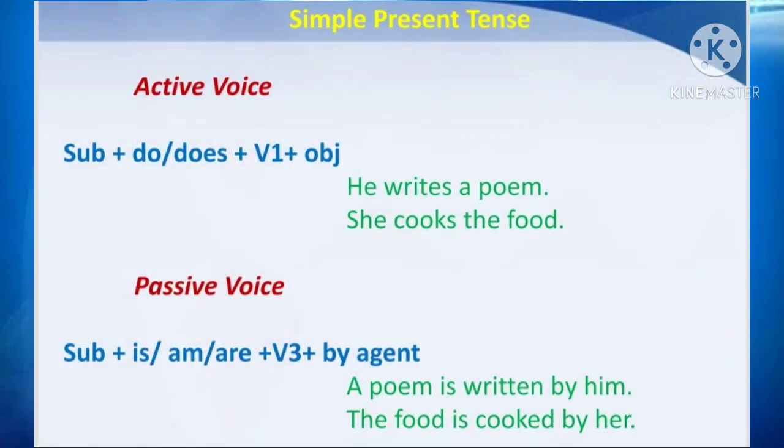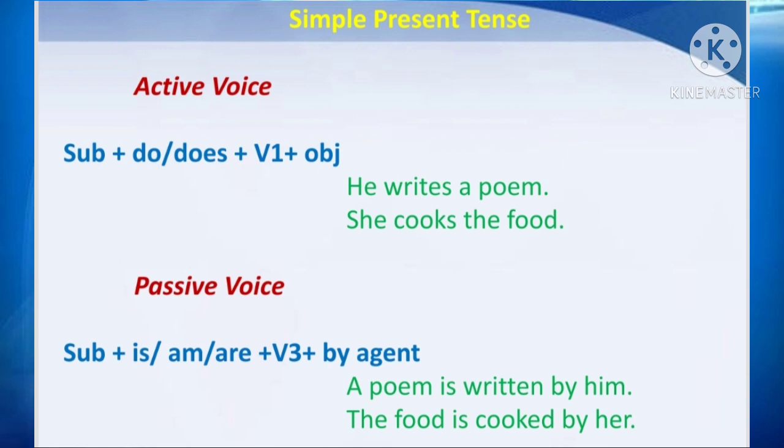Now, we will study the rules to form sentences in active and passive voice. First, we will study how to form a simple present tense sentence in active and passive voice. Simple present tense. The rule to form a sentence in active voice is subject plus do or does plus V1, that is base form of the verb, plus object.